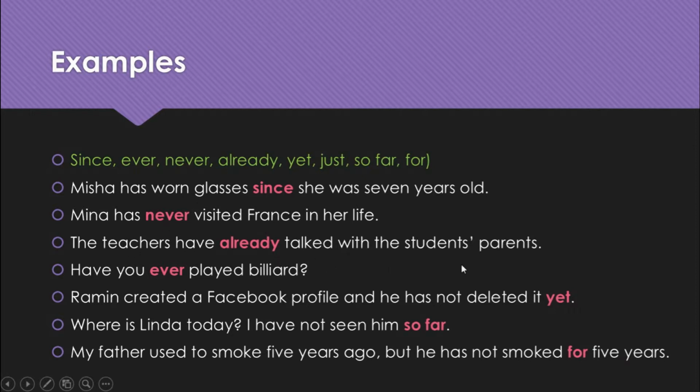The teachers have already talked with the students' parents. The teachers have already. So we have had some time from the past up to now, and the teachers have already finished talking, right? So this event is from the past. We have the word already. It marks the event done when we use already, right?